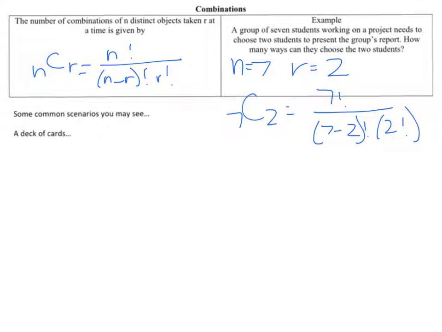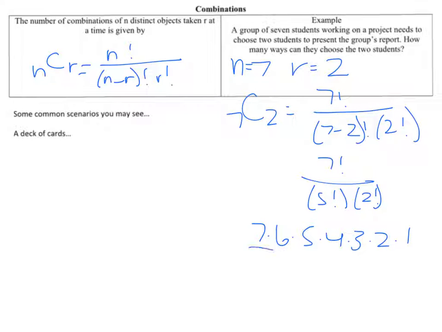And now we can go ahead and subtract. So we have 7 factorial over 5 factorial times 2 factorial. And then if we write all of this out, we're going to be able to simplify. So we have 7 times 6 times 5 times 4 times 3 times 2 times 1 all over 5 times 4 times 3 times 2 times 1 times 2 times 1.